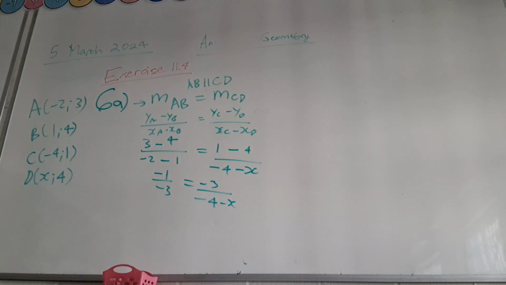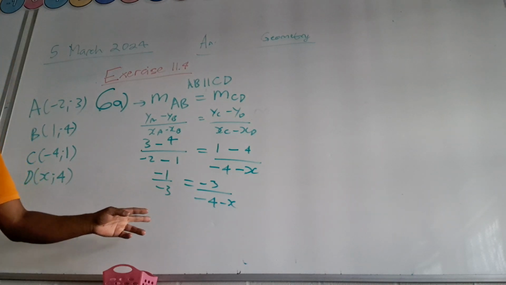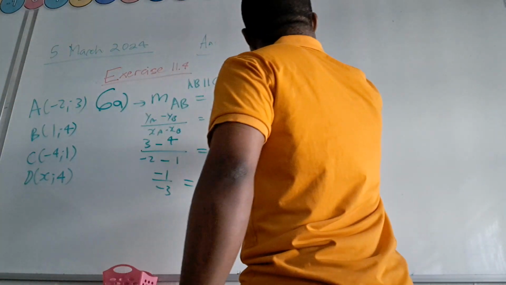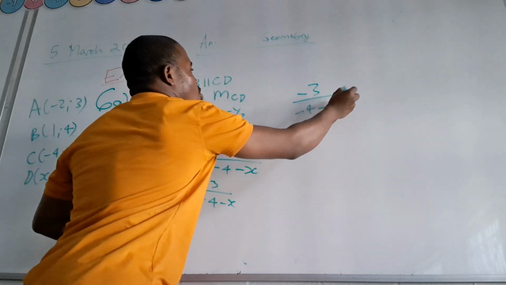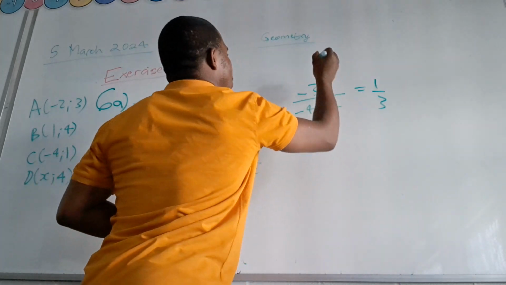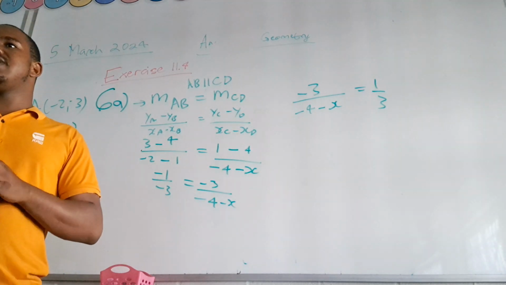I did this. They must be equal if they're parallel. So now you have to solve this equation. This must now be equal to 1 over 3. So you have this equation: -3 over (-4 - x) is equal to 1 over 3. That's the equation you want to solve. How do you solve this for x then?